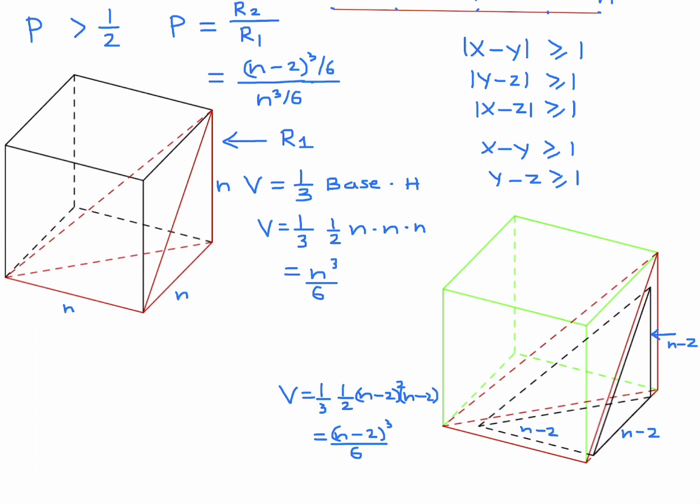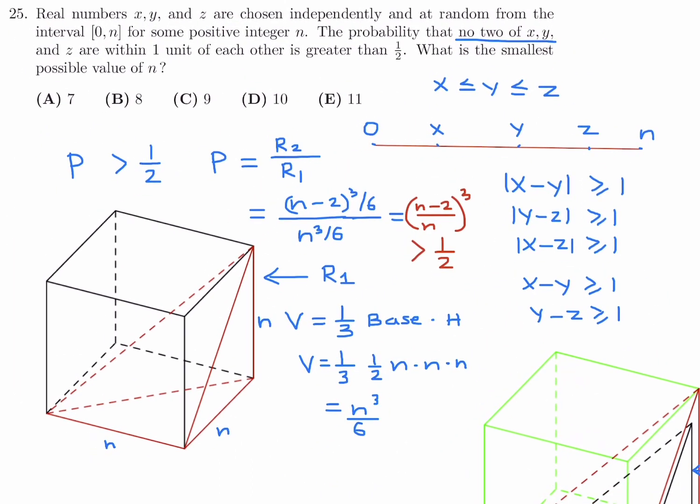So if you were to simplify this, this basically simplifies to n minus 2 over n, all cubed. And we want this to be greater than 1/2. And we have to figure out what value of n would make that expression greater than 1/2. If you start plugging in these numbers, you'll find that the first time this expression becomes greater than 1/2 is when n is equal to 10.